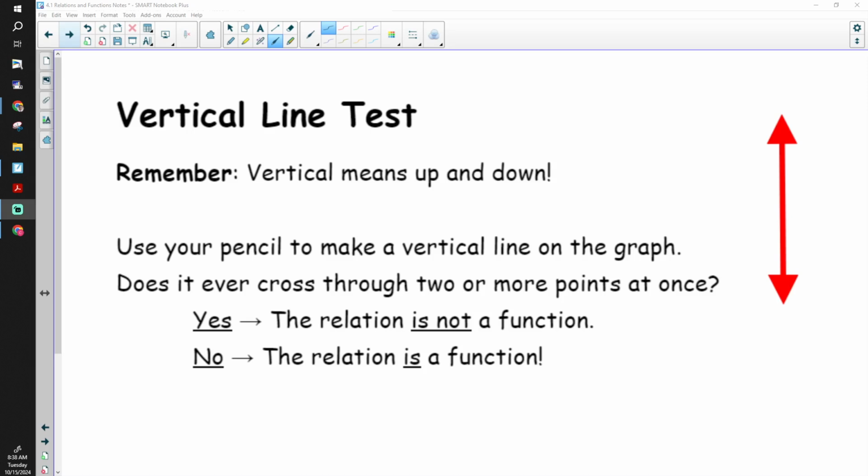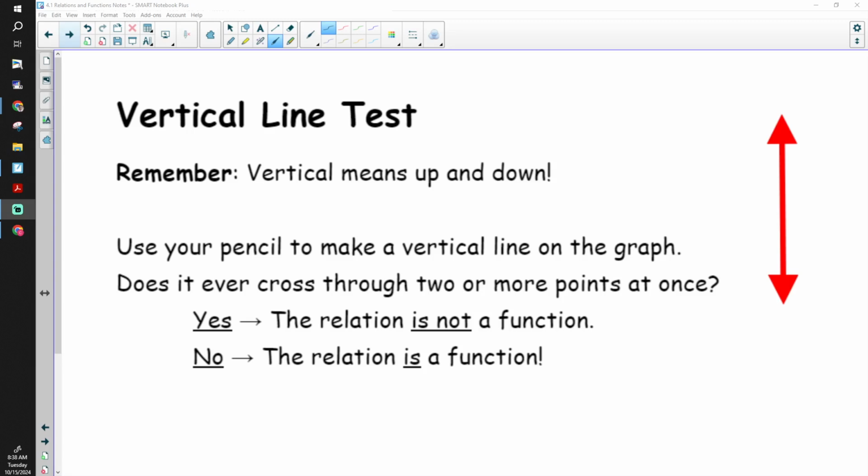And in math, vertical means up and down. If you're a basketball player, you definitely know what the word vertical means, right? If your goal is to have the largest vertical you can have, how high you can jump. So a really good way to do this is you take your pencil, you have it straight up and down, and you put it on your piece of paper. That's going to be your vertical line.